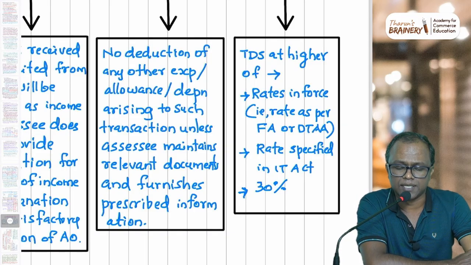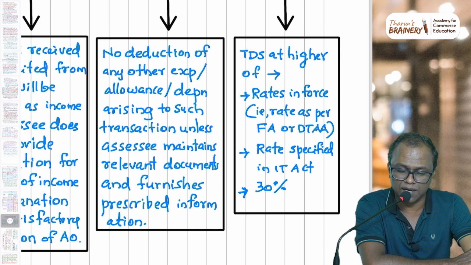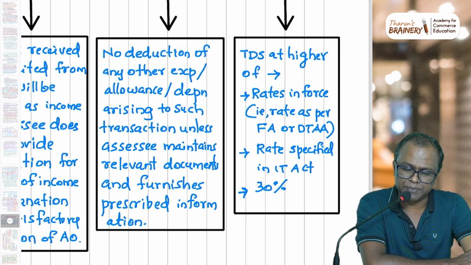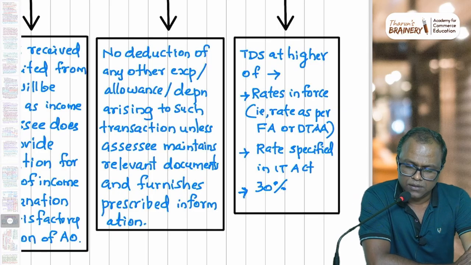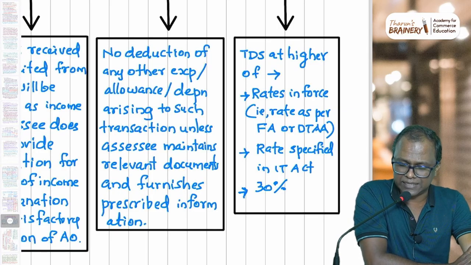And last, higher rate of TDS. When we are making a payment of expenditure to an NJA, the rate of TDS shall be the normal rate or 30%, whichever is higher. So this 30% is the rate. On this 30%, we have to apply cess also. This is the TDS rate, right? Only the TDS rate, not the tax rate. TDS we have to deduct at a higher rate.